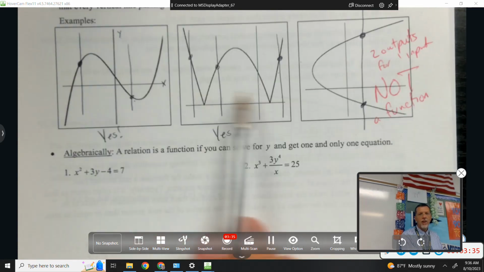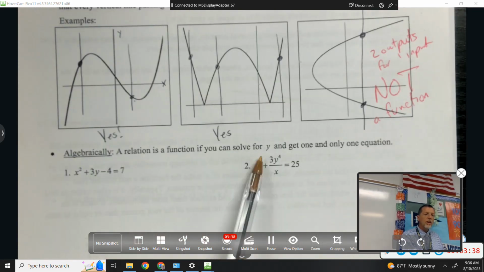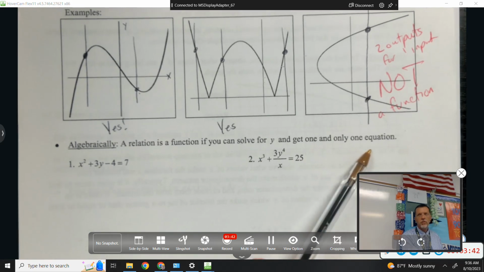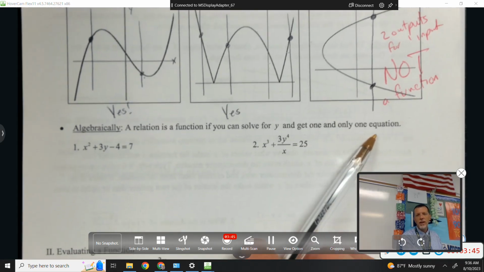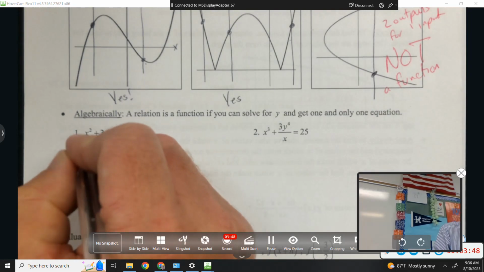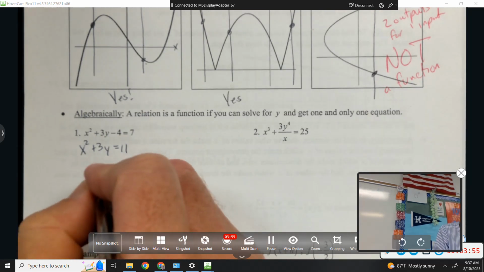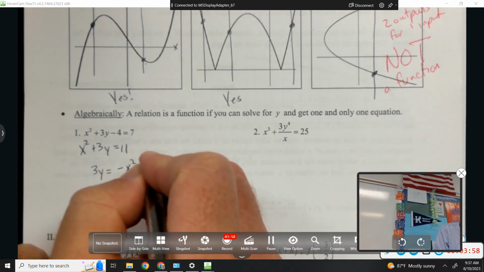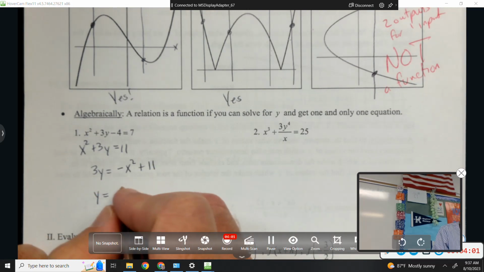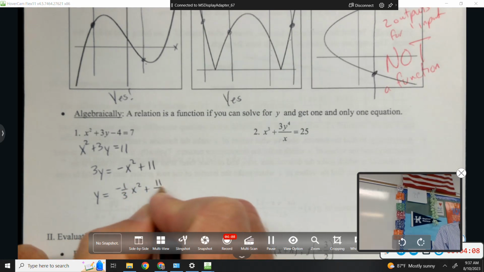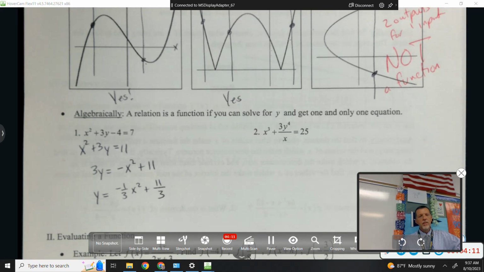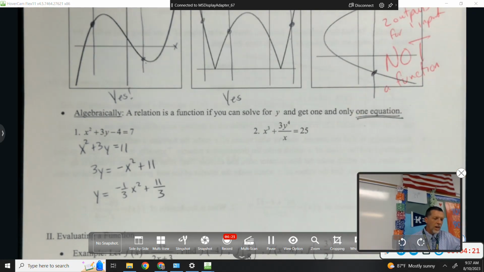Algebraically, so that's graphically. Algebraically, a relation is a function if you can solve for y and get one and only one equation. Now that might seem weird, like, how would you solve for y and get two equations? Well, let's find out. So let's solve this guy for y. Add 4 to both sides. Move the x squared over. Divide by 3. I could put it all over 3, or I could make it look kind of fancy and write it like that. But that's one equation. It's some weird looking parabola because x is squared. But that's one equation.